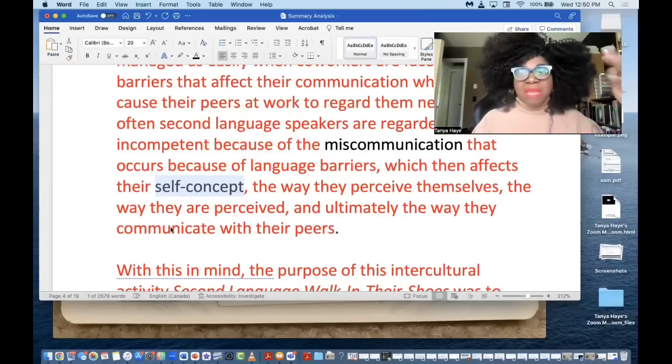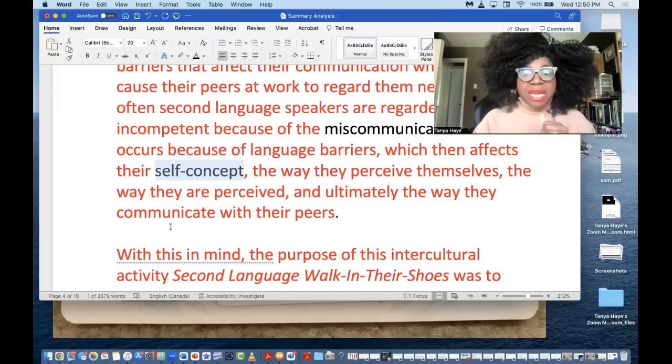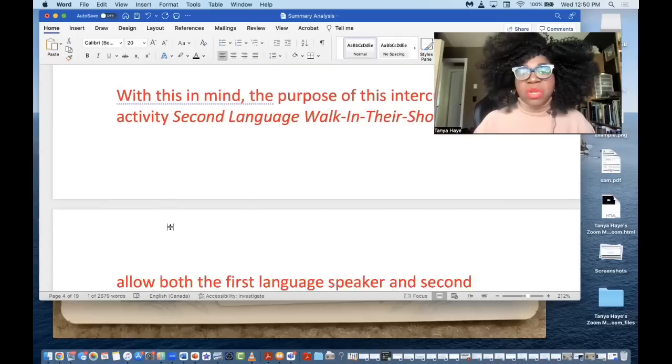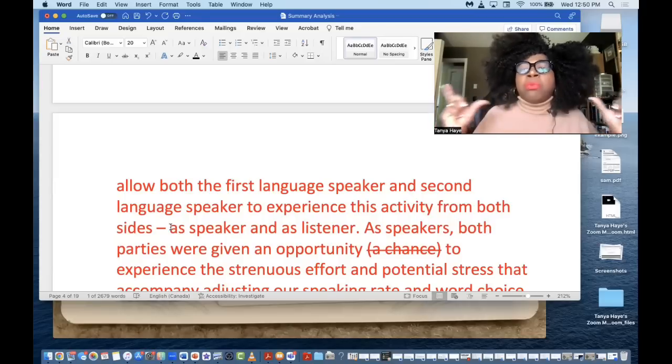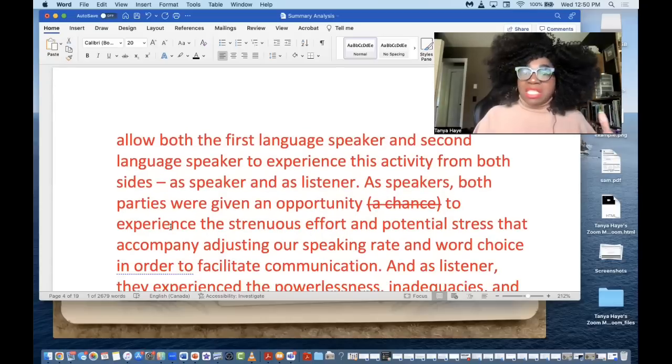So first I give enough context and then I have two paragraphs. And then I say, with this in mind, the purpose of the intercultural activity, second language walk in their shoes, was to allow both speakers, first language speaker and second language speaker, to experience this activity from both sides, as speaker and as listener. As speakers, both parties were given an opportunity.